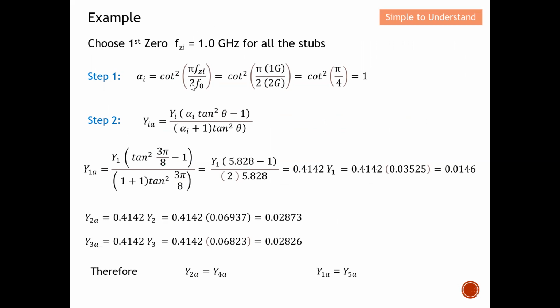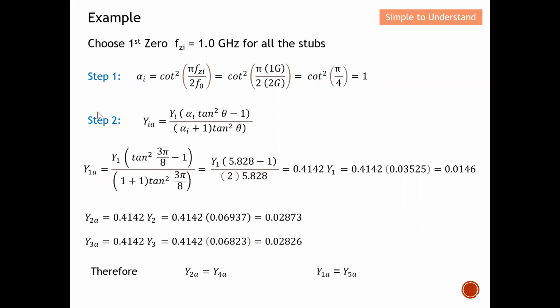And this will be pi. This is 2 F0, which is the center frequency, 2 GHz. Everything I replace over here. So from here, this is pi. This is the first transmission zero, which I want to happen at 1 GHz. The center frequency is 2 GHz. And from here, I can compute that this alpha is equal to 1. So this is step number 1 to design an open circuit stub.